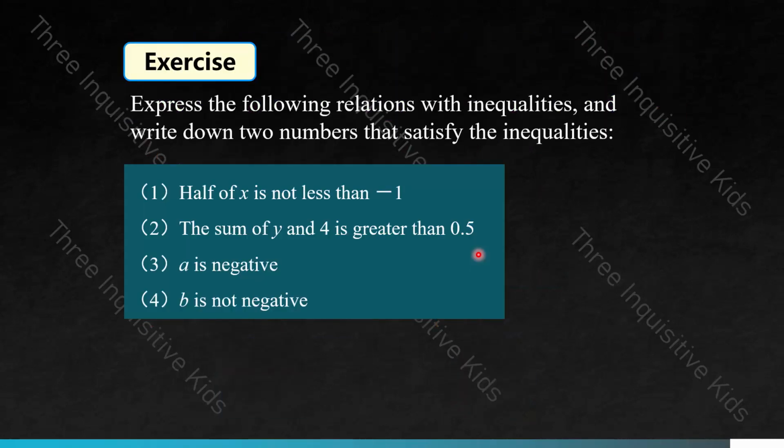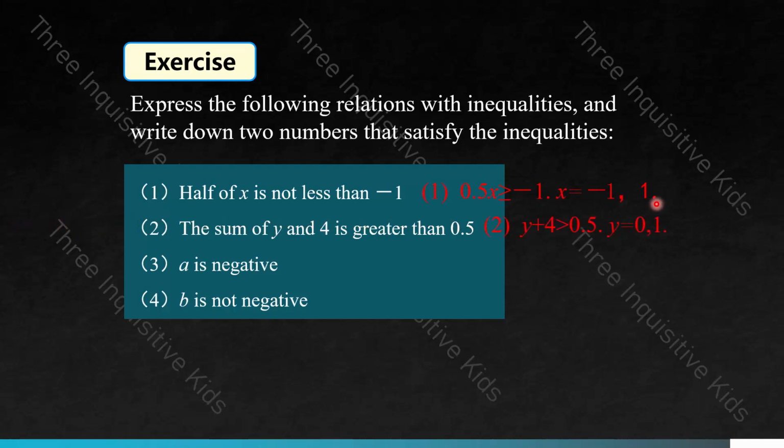Let's do some more exercise with this concept. Express the following relations with inequalities and write down two numbers that satisfy the inequalities. All right, so let's look at this first one. We have half of x is not less than -1. Half of x is one expression and -1 is another. Not less than is the key word here. The inequality would be 0.5x is greater than or equal to -1. x can be -1 or 1 in order for this to be true.